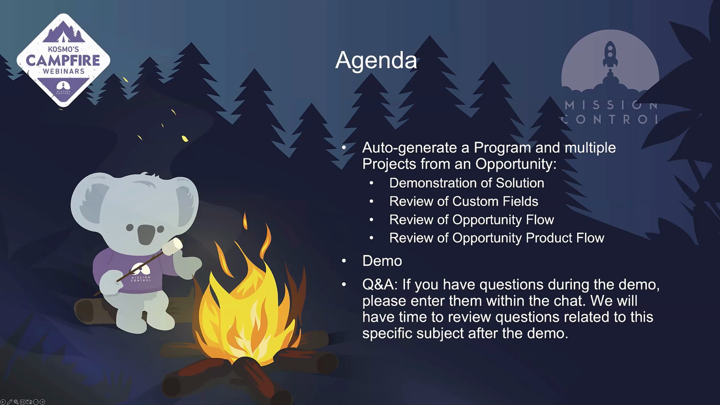We're doing something a little bit different today. In today's session, we're going to be looking at how you can generate multiple projects based on the products that you've added to the opportunity. So you might be delivering multiple different services to a customer, and you can generate multiple different projects from that opportunity. This will include the use of some standard mission control features as well as some custom configuration. So this will include the use of the project request feature, some custom fields. We'll be updating page layouts as well as some custom flows.